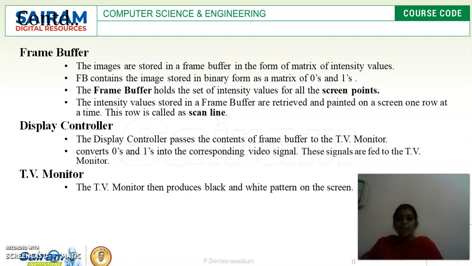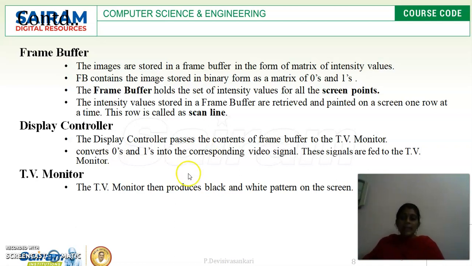And so inside the frame buffer, it is a combination of zeros and ones. Otherwise, we can call this a matrix, a matrix of intensity values. So 0 represents the off state and 1 is the on state. The frame buffer is used to hold the set of intensity values of all the screen points, and every value stored in the frame buffer is retrieved by the screen one row at a time. The scan line starts from left to right, from top to bottom of the screen. So the entire line is called the scan line.